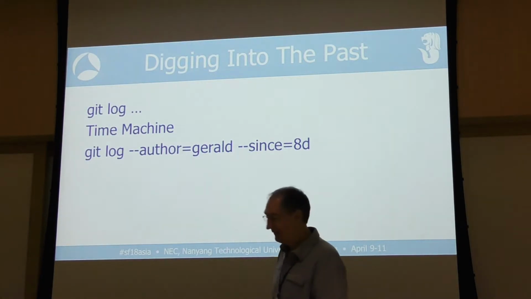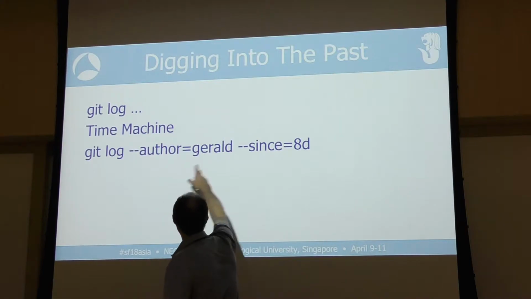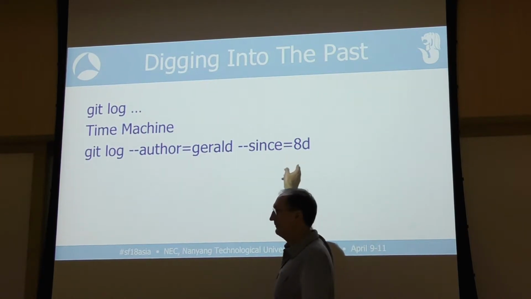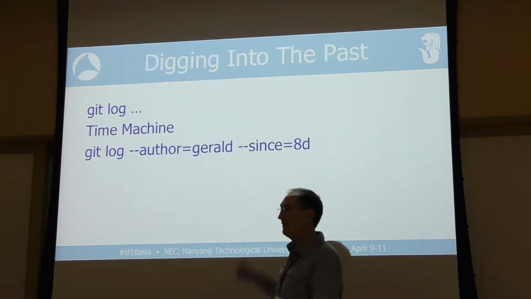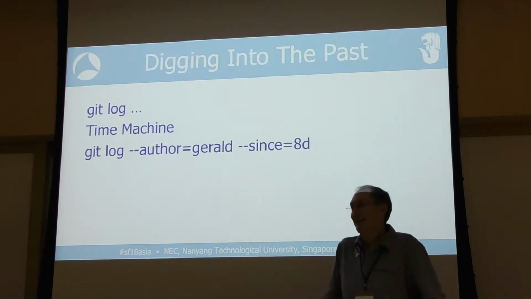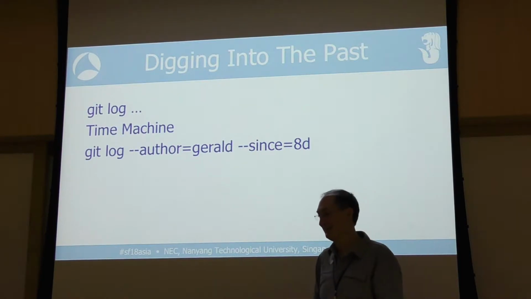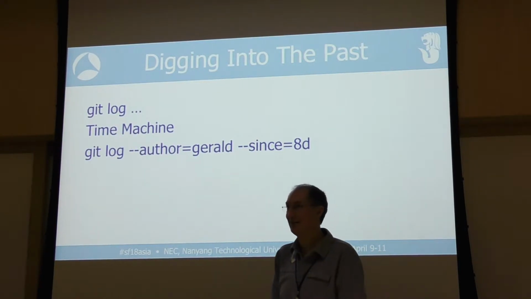But git log has a lot of cool features. This is just a really simple example. If you say git log --author=Gerald --since=8d (sorry, that should be 8 days, not 8D), that'll show you what you did for the last week. When I send my weekly report in to my boss, I do that really quickly and see what code changes I actually made, because a lot of times I forget.